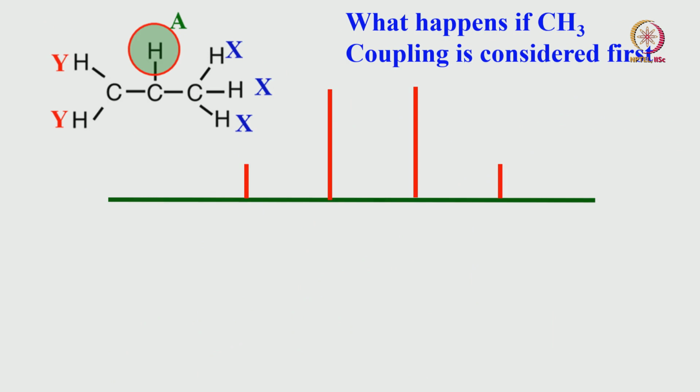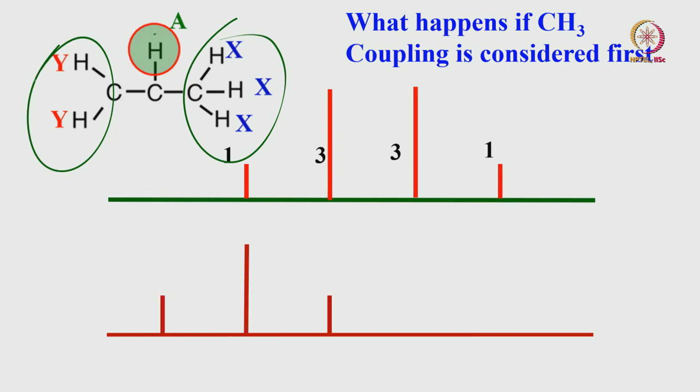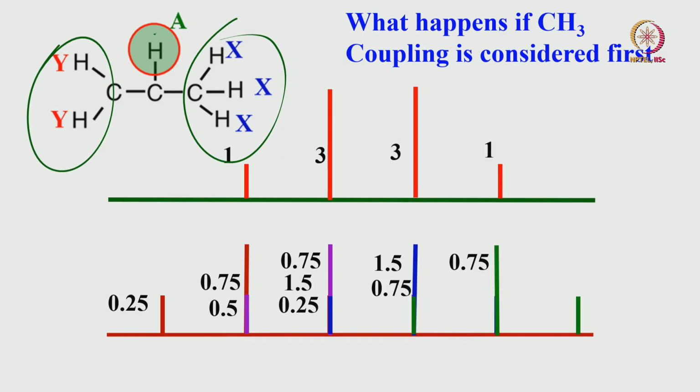Then it is a quartet because of the 2nI plus 1 rule. That is correct. But now each line of the quartet is split into a triplet because of this. We will see what will happen. One triplet, another triplet, another triplet, another triplet. Now calculate the intensity.